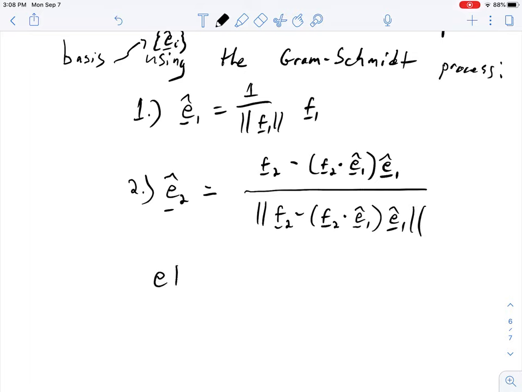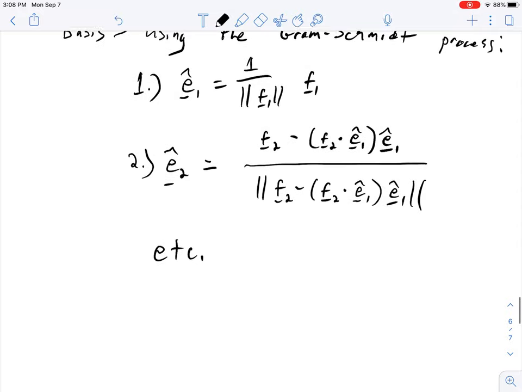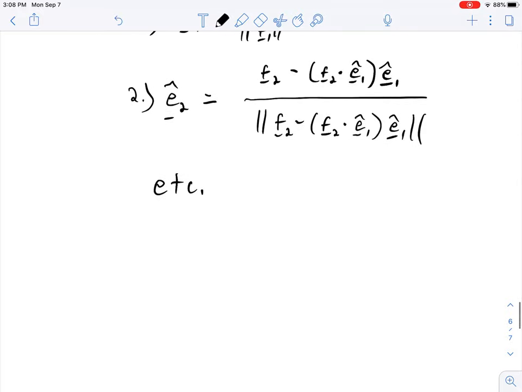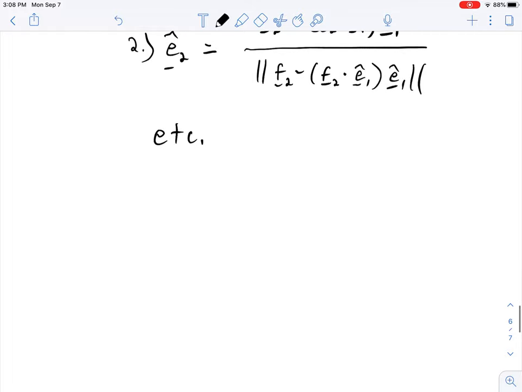And that would continue so on. So for e_3, you'd take f_3 and project it into the direction that's perpendicular to f_1 and f_2, and then rescale it by its norm, etc., until you run out of vectors in f to create more e's.